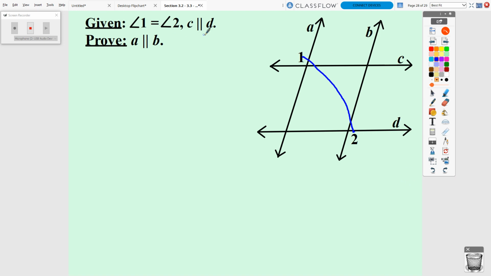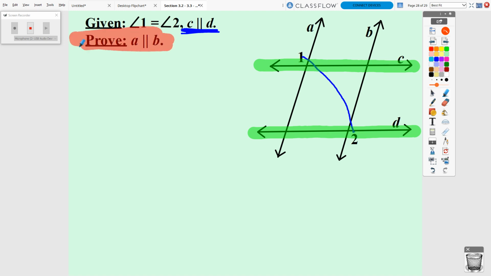Now we're also told that we are in the presence of some lines that are parallel, C and D. So I'm going to highlight C and D green, meaning they're good to go. They are known to be parallel. Now what we are trying to prove in this problem is that the other set of lines, A and B, are parallel. So I can't assume anything about lines A and B. I'm just going to go from the get-go and say, I can't say that they're parallel. I need to show they're parallel.